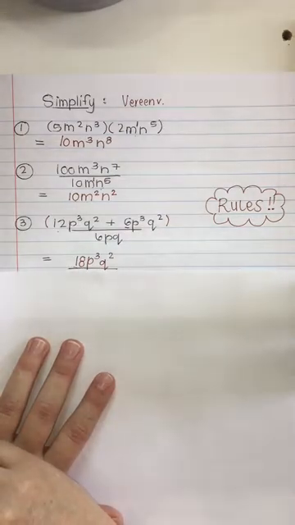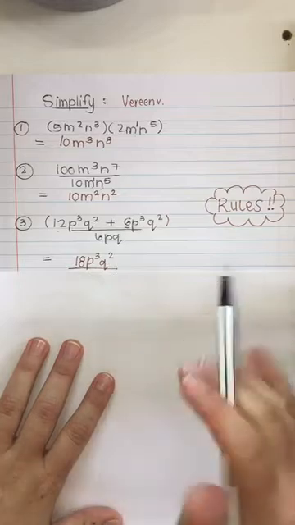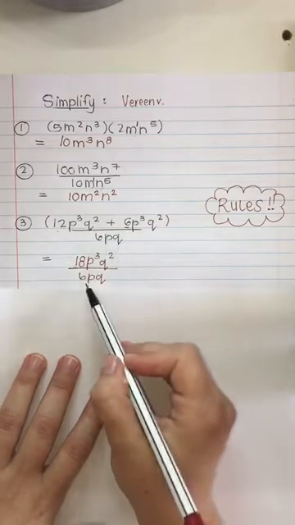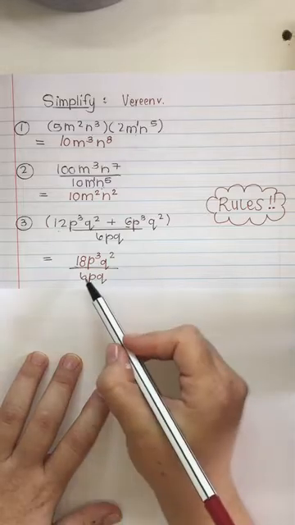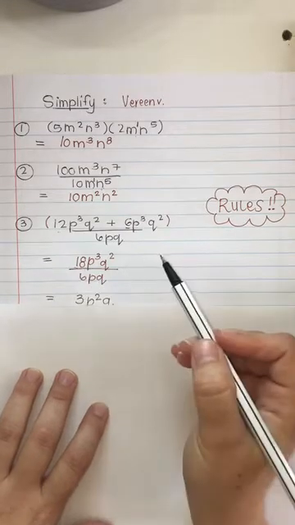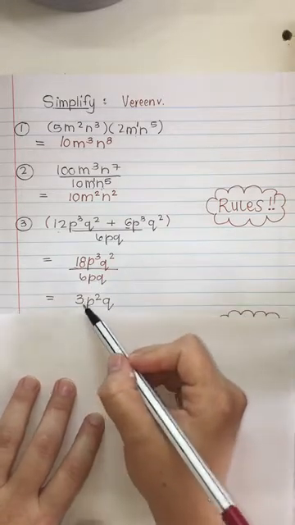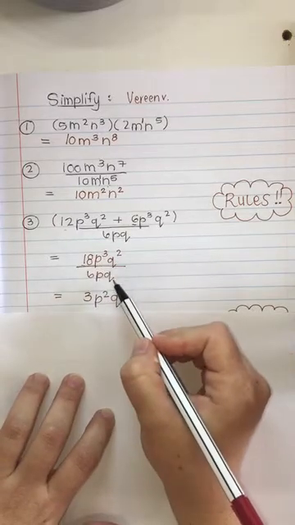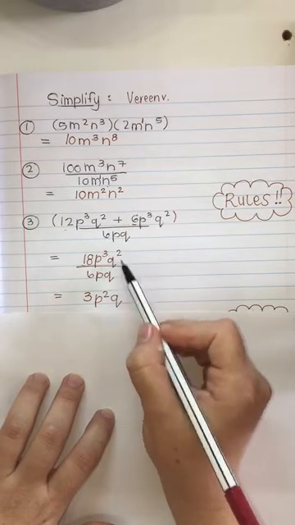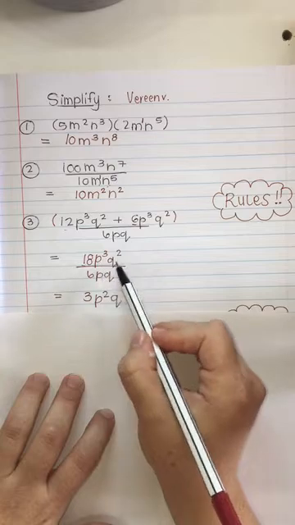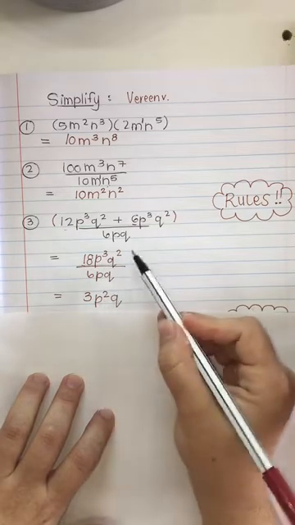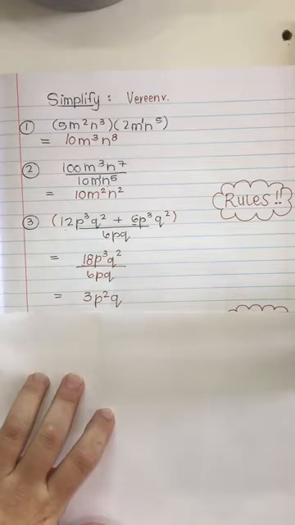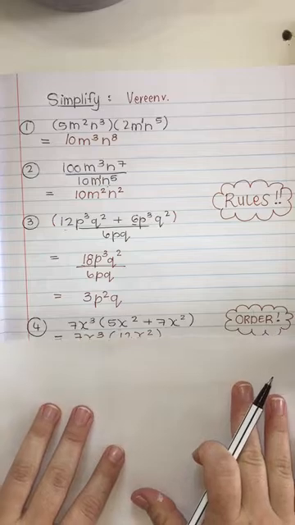Guys, this is why it's so important to know your rules. Now we're going to divide that with 6pq, and then we can simplify it further. So 18 divided by 6 is 3. Now when we divide algebraic terms and the base is the same, we minus the exponents, and 3 minus 1 is 2, and 2 minus 1 is 0, or no, 1. Okay, so that is your answer.